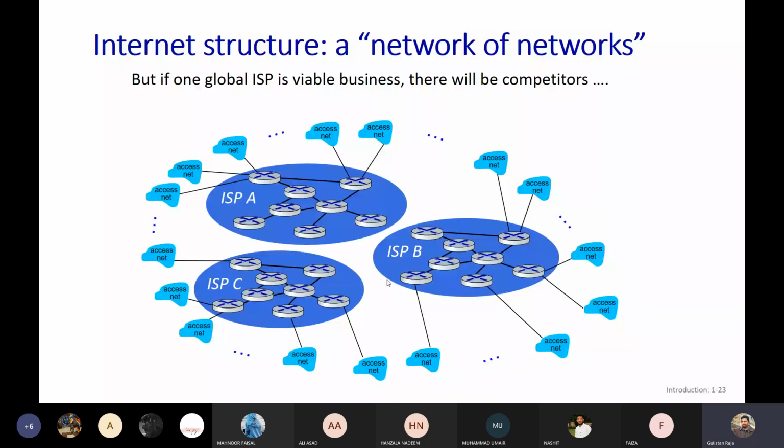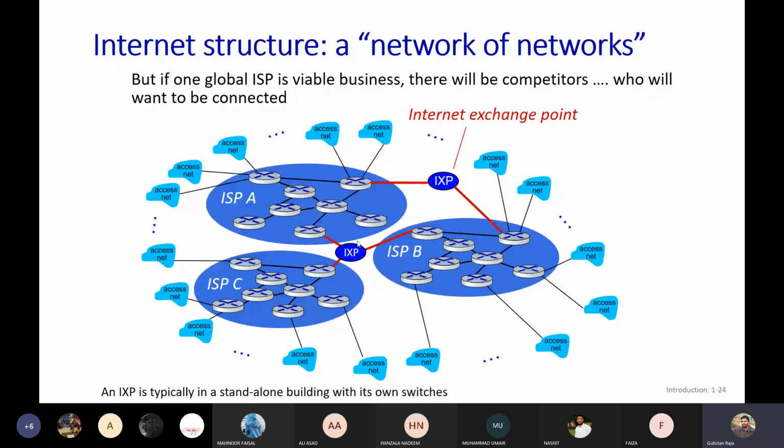right? And they will have a connection to each other through IXPs. Look at this, these are IXPs. Because access networks want to connect to any other access network in any part of the world, these big global ISPs should be connected to each other, and they are connected through IXPs. An IXP is an internet exchange point, and you can think of it like a building with its own switches. Switches means packet routers. A router is a packet switch. So this is a kind of structure of the internet.